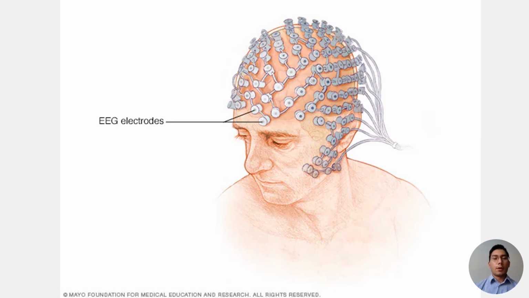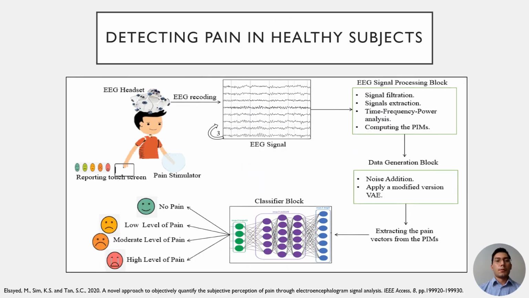So now let's talk about EEG. EEG is the most promising method of all. First, we're going to talk about a paper published in 2020 that talks about assessment of pain in healthy individuals. In this paper, researchers simulated pain using ice-cold water and recorded the corresponding electrical activity using EEG. Next, they had the subjects evaluate the pain level they were experiencing.